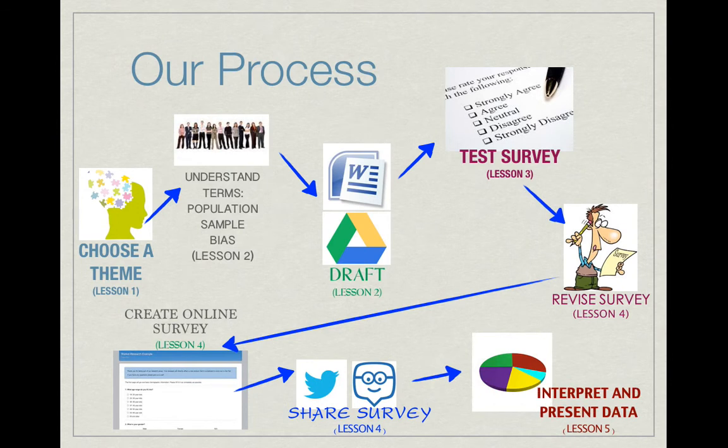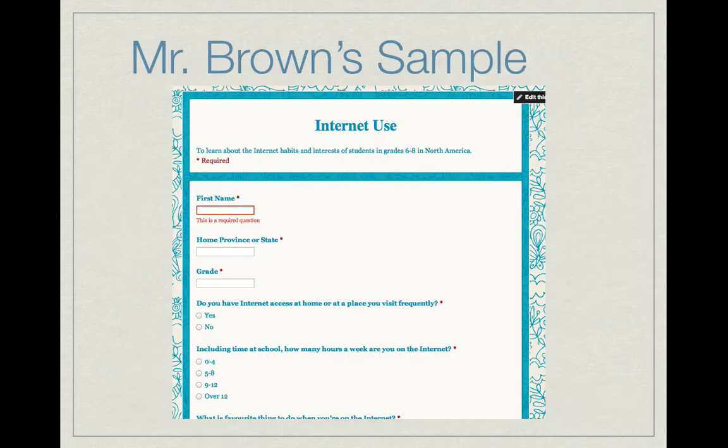Then we'll collect our data and interpret and present our results and come up with some conclusions, and that's in lesson 5. Last week I had you look at a sample, and that was on internet use, and you can see the objective. It's to learn about the internet habits and interests of students in grades 6 to 8 in North America. And I'll refer back to this example at different stages.